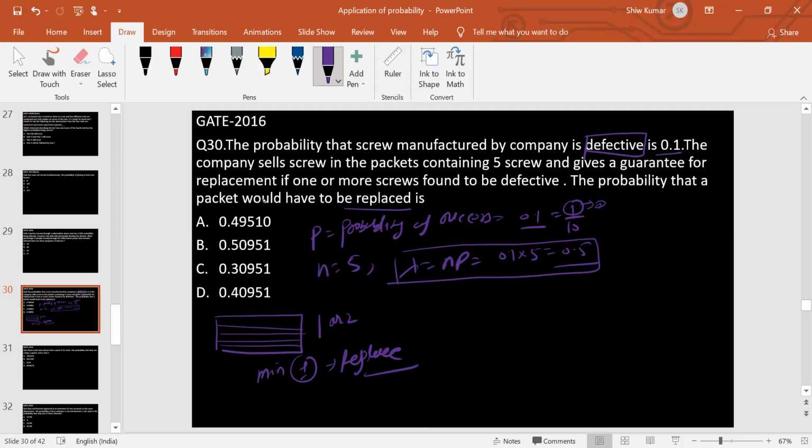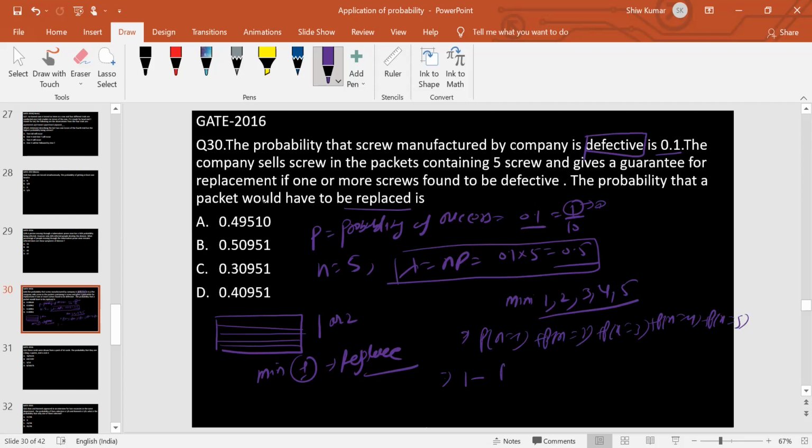So the packet has to be replaced, and for replacement there is a defective screw, meaning a defective screw has been found, minimum 1 found. Minimum 1 means even if 1 comes it will be replaced, even if 2 comes, even if 3, 4 or 5 comes, it will be replaced. So you have to find the probability at x equal to 1, x equal to 2, x equal to 3, plus x equal to 4, plus x equal to 5. We will not do that much, I'll do 1 minus the probability of getting x equal to 0 defective products.